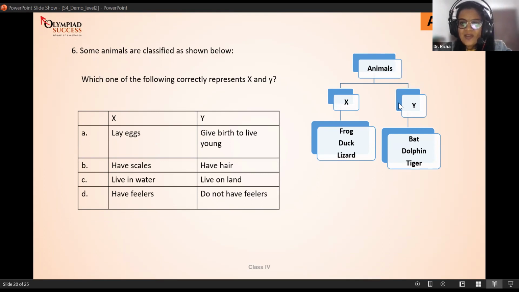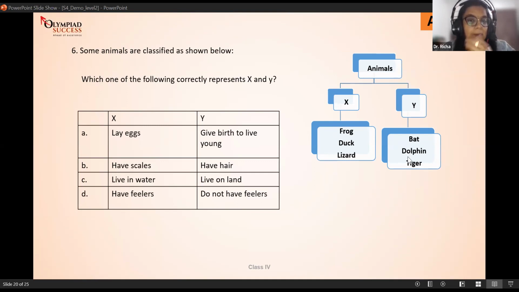And once again, excellent guys. Good job, Subhamita, Srijan, Swaroop, Siddheshwar. It is A. X are the ones which lay eggs. Y give birth to their young ones. They are mammals. All of them are mammals? They are not mammals.